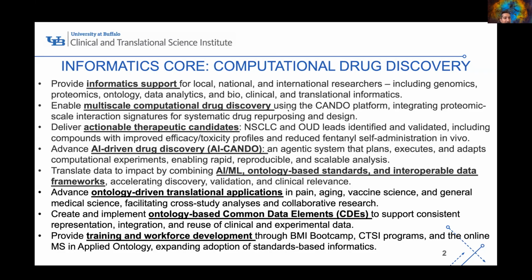We have a variety of, and the ontology part, I'll let Barry talk about later on in the second part.